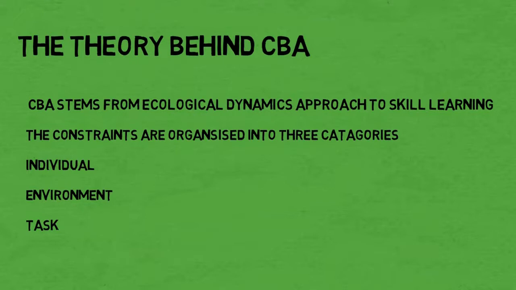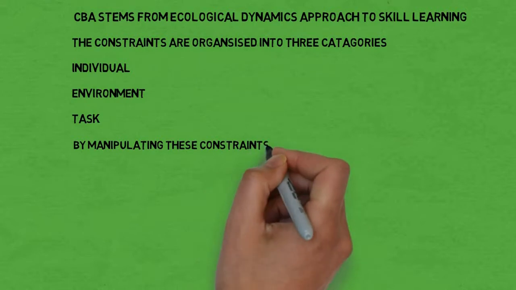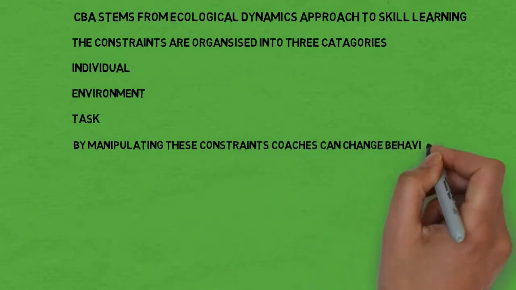Environmental constraints are the effect of the environment on that person. For example, the size of the training area, the surface of the training area, whether it's muddy, whether the ground is hard or not. And these can also be the effect of the opposition in that environment on that person or group. Finally, task constraints are the rules of the game and how they affect that person. So by manipulating the constraints, coaches can change their behaviors whilst keeping their participants under realistic game-like scenarios.